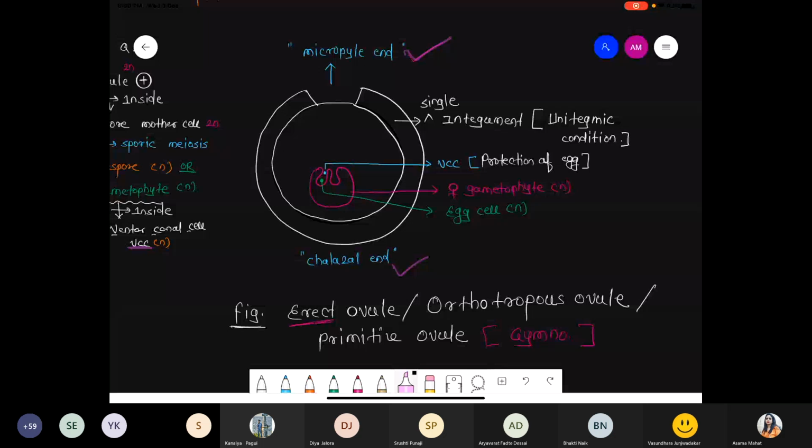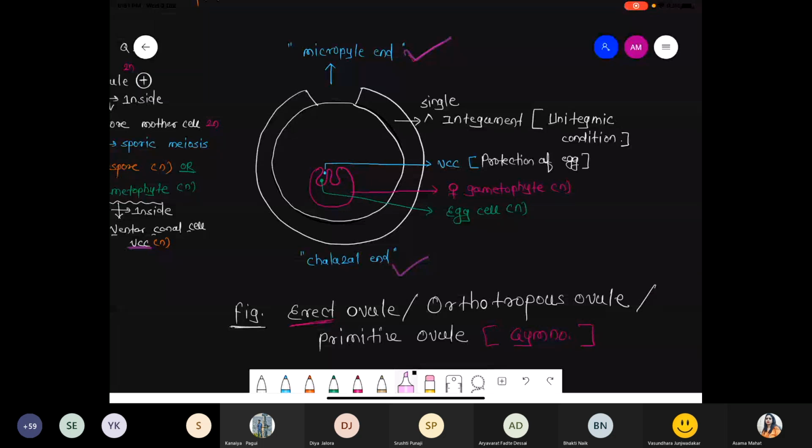Primitive क्यों है? Because ovule is absent in algae, it is absent in bryophyta, even it is absent in pteridophyta. First time ovule developed from gymnosperm. That's why gymnospermic ovule, they are called as the primitive ovule because the arrangement is very very simple. कोई rocket science नहीं है. Micropylar end and the chalazal end, they are the two ends of the ovule, they align at the straight line. That's why it is called as the erect ovule.